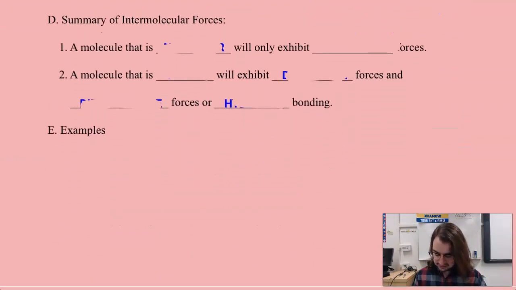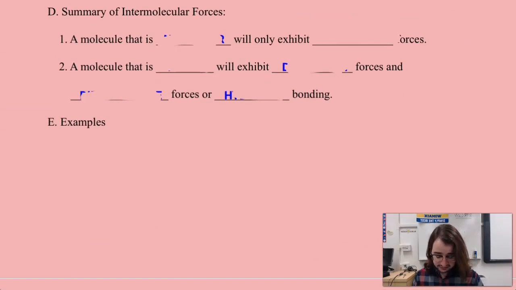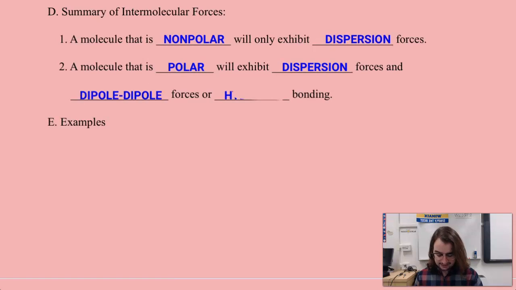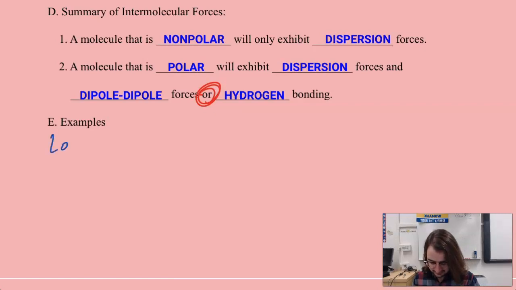So here's a good summary of intermolecular forces. A molecule that is nonpolar will only exhibit dispersion forces. A molecule that is polar will exhibit dispersion forces and dipole-dipole forces or hydrogen bonding, meaning one or the other. It could do either one. Okay? For examples, let's look at our Lewis structures.